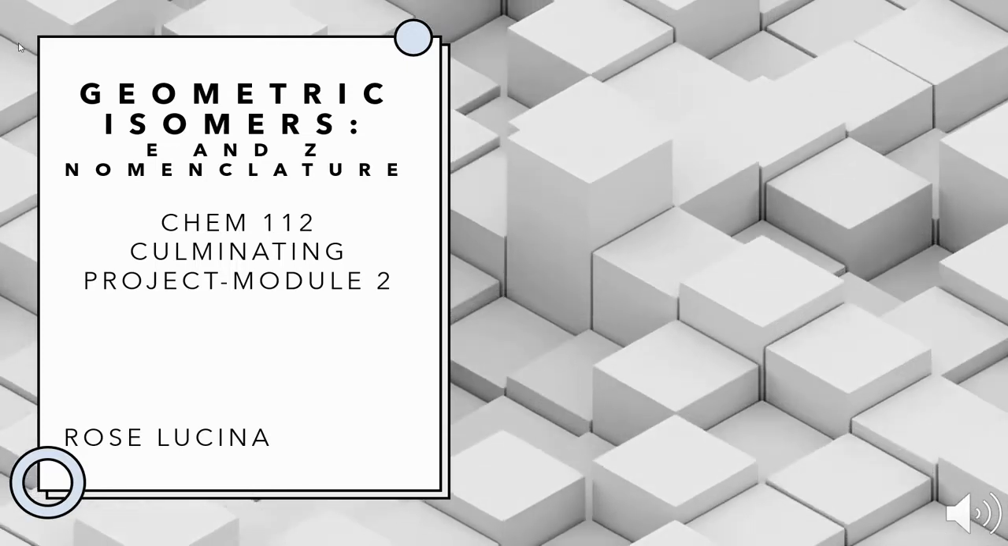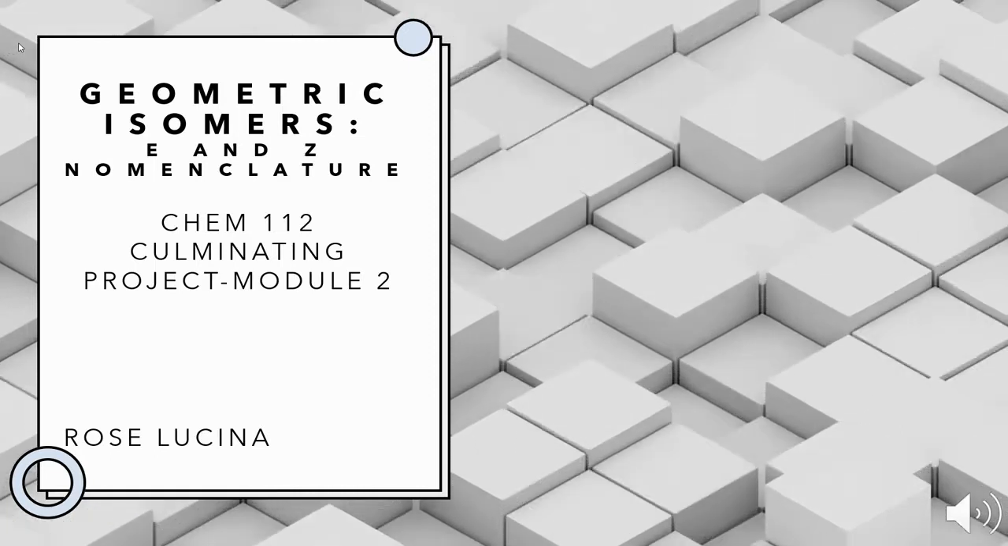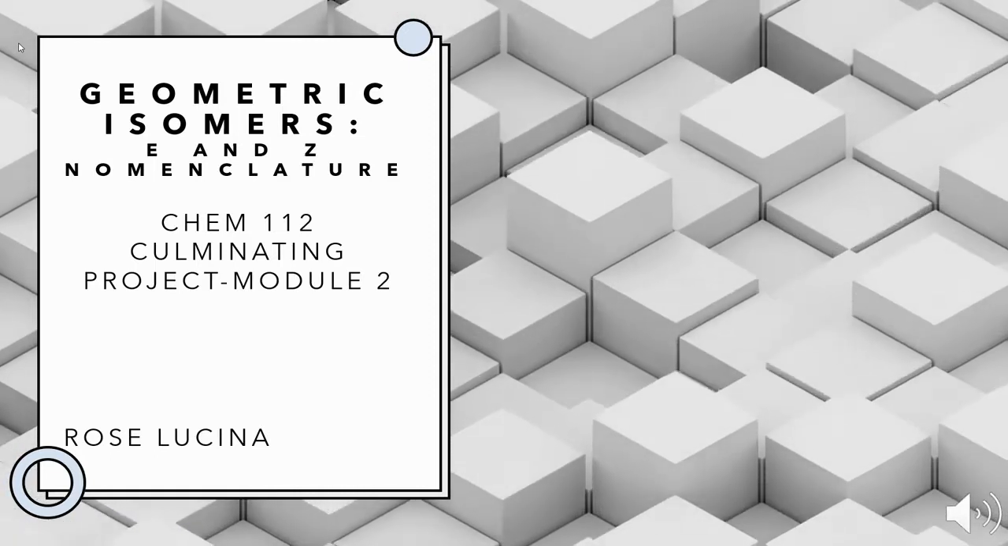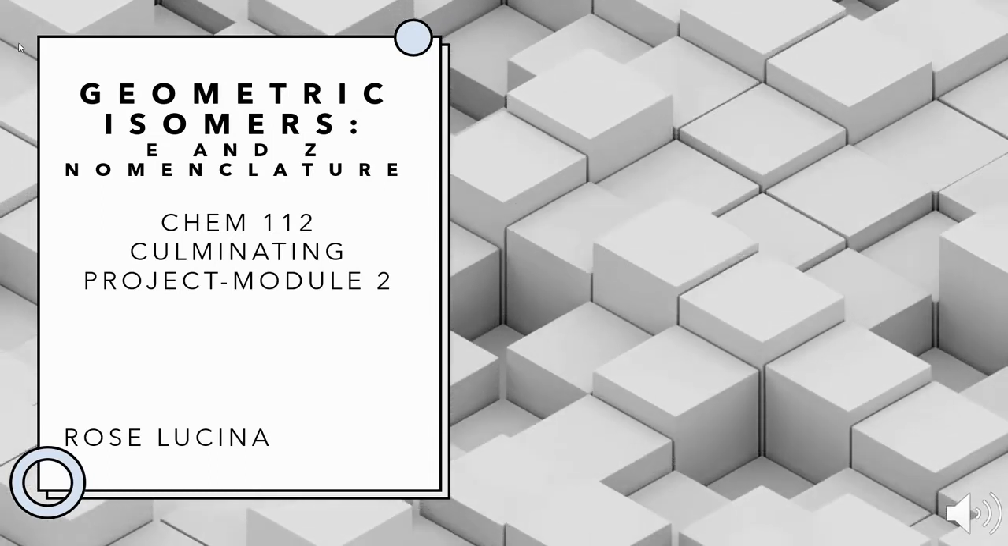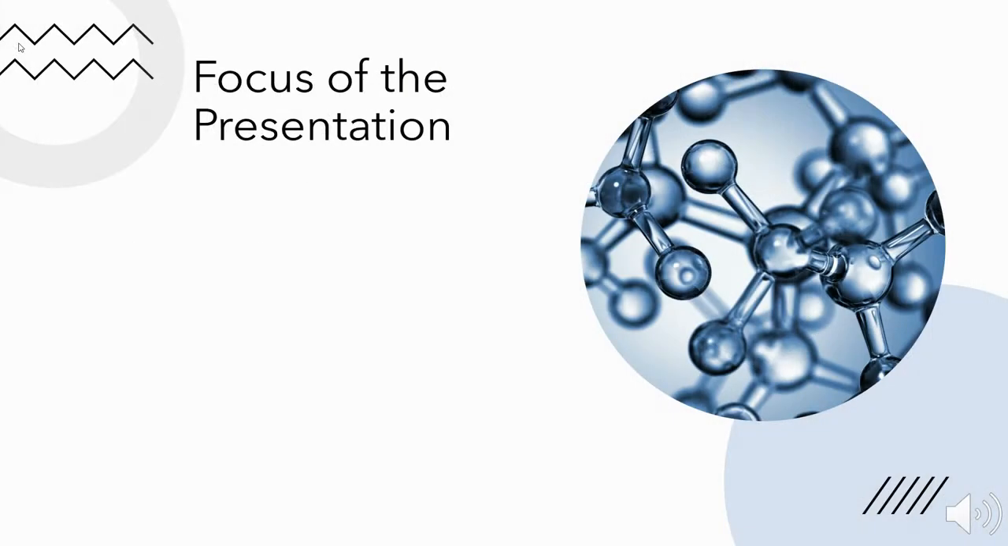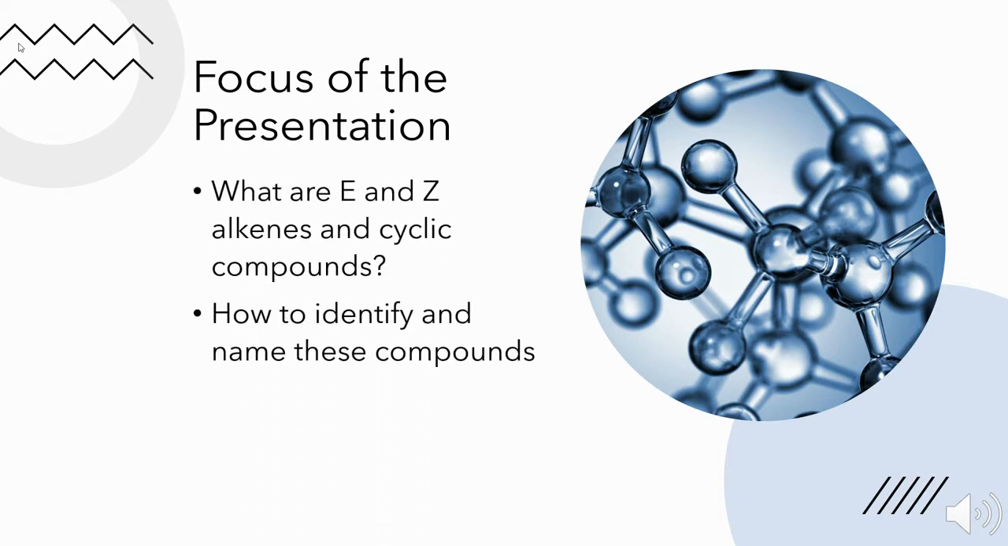Hello everyone. Today this video is going to be talking about Module 2 of the Chemistry Course 112 at Queen's University. More specifically, we're going to look at geometric isomers and E and Z nomenclature. Today's presentation will mainly focus on what E and Z alkenes and cyclic compounds are, and then how to identify and name these compounds.